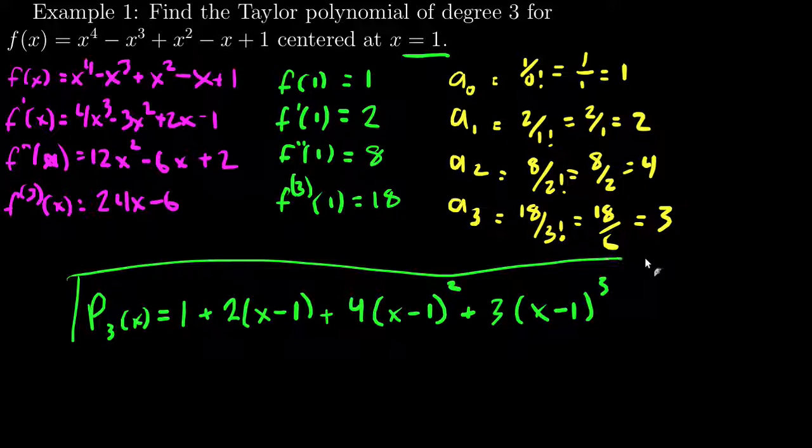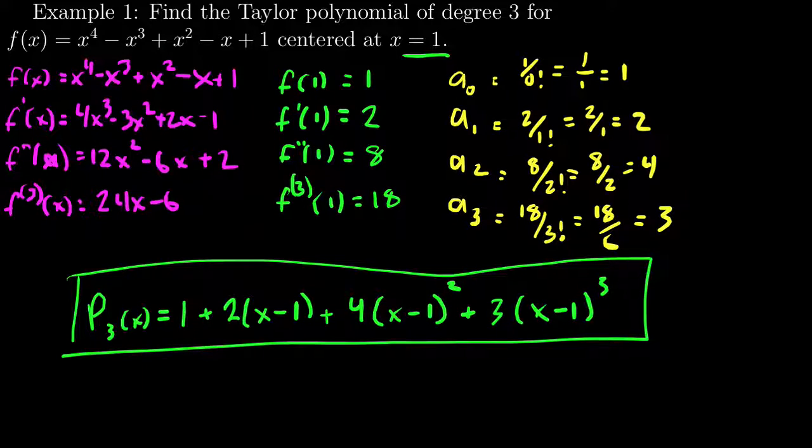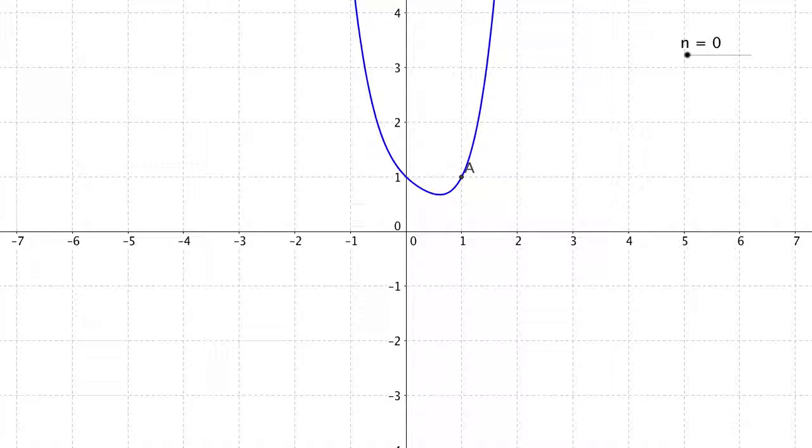So that is our third degree Taylor polynomial. And as with Maclaurin polynomials and Maclaurin series, this can be used to estimate that. Now it's a silly problem because I have a polynomial, but this can be used to estimate that. So let's take a look graphically at what's going on.